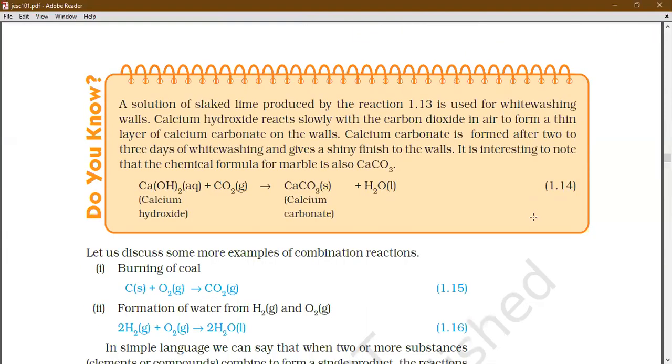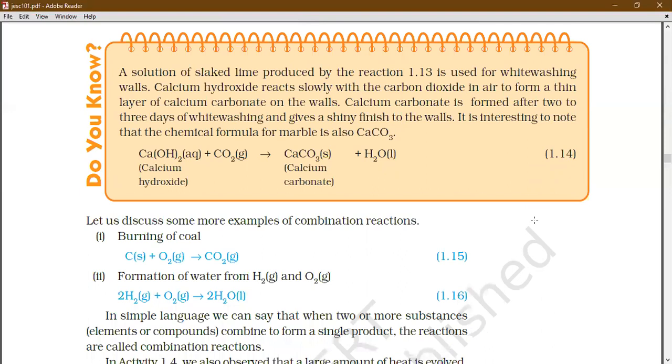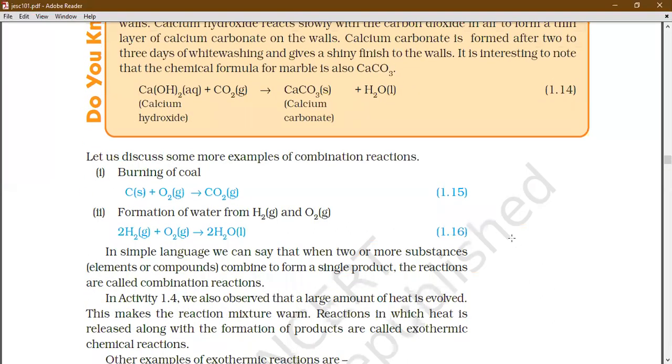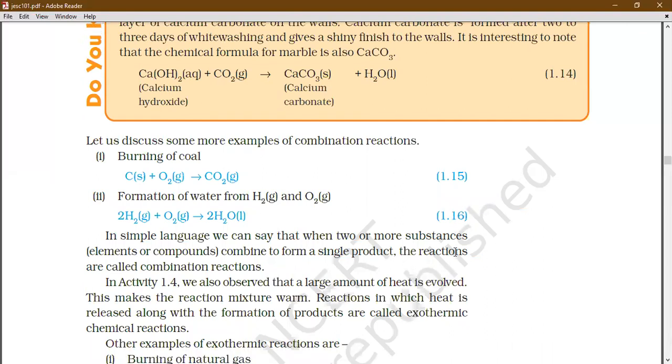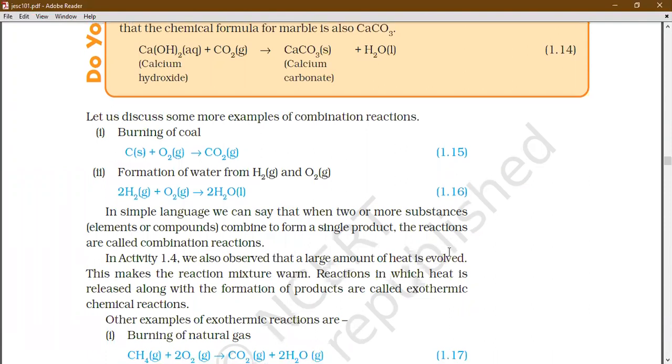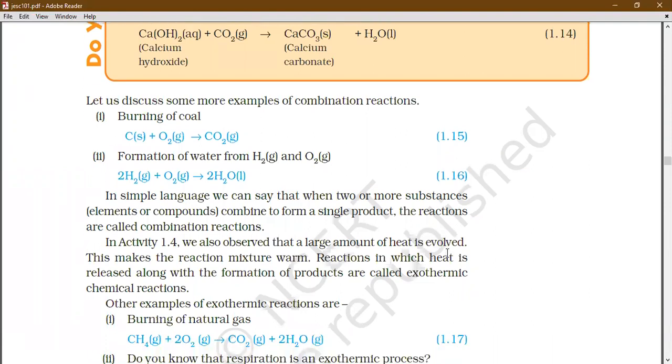Let us discuss some more examples of combination reactions. Burning of coal: C(s) + O2(g) gives CO2(g). Formation of water from H2 and O2: 2H2(g) + O2(g) gives 2H2O(l). In simple language, we can say that when two or more substances, elements or compounds combine to form a single product, the reactions are called combination reactions.